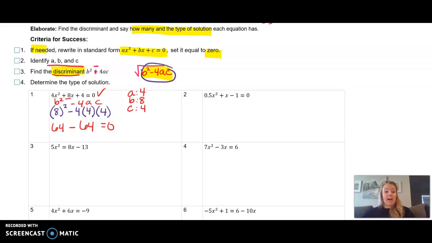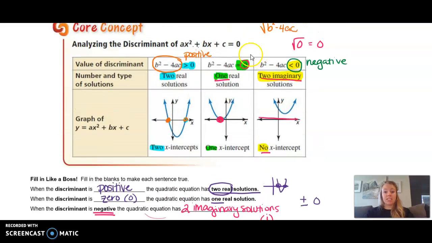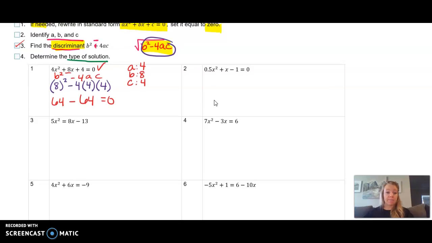So once I find the discriminant, step 3, then I need to determine the type of solution. Well, when I remember my steps, when it's equal to 0, I'm going to have one real solution. So that's all I'm going to write. One real solution. And that would be my answer because they weren't asking for what is the solution. They just want to know what type and how many. Let's do one more example together and then you're going to have a chance to practice.